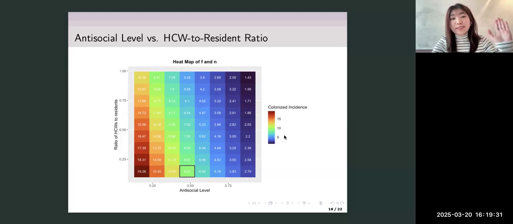We can see here that a higher antisocial level significantly decreased our incidence of C. diff, while a higher ratio of healthcare workers to residents across all the antisocial levels had a beneficial impact in reducing the colonized incidence. We understand that we cannot recommend these facilities to terminate all these social activities, because that goes against the whole idea of what a long-term care facility should be. However, this is important to keep in mind during times of outbreak.